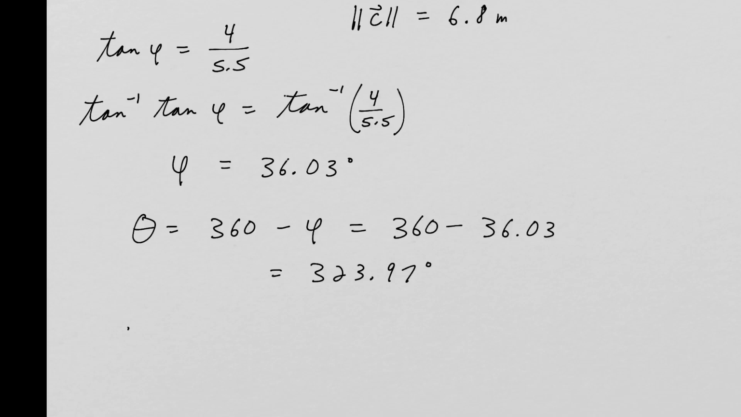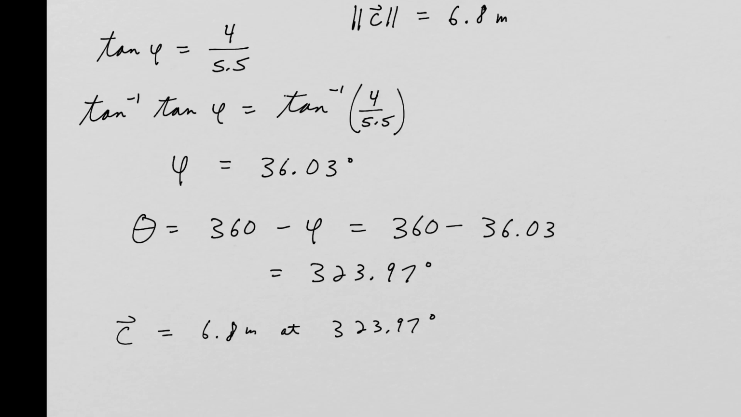First of all, you could say C had a magnitude of 6.8 meters and it was at 323.97 degrees. That's one way of saying it, right? In that case, we're using the actual angle from the positive x-axis counterclockwise.